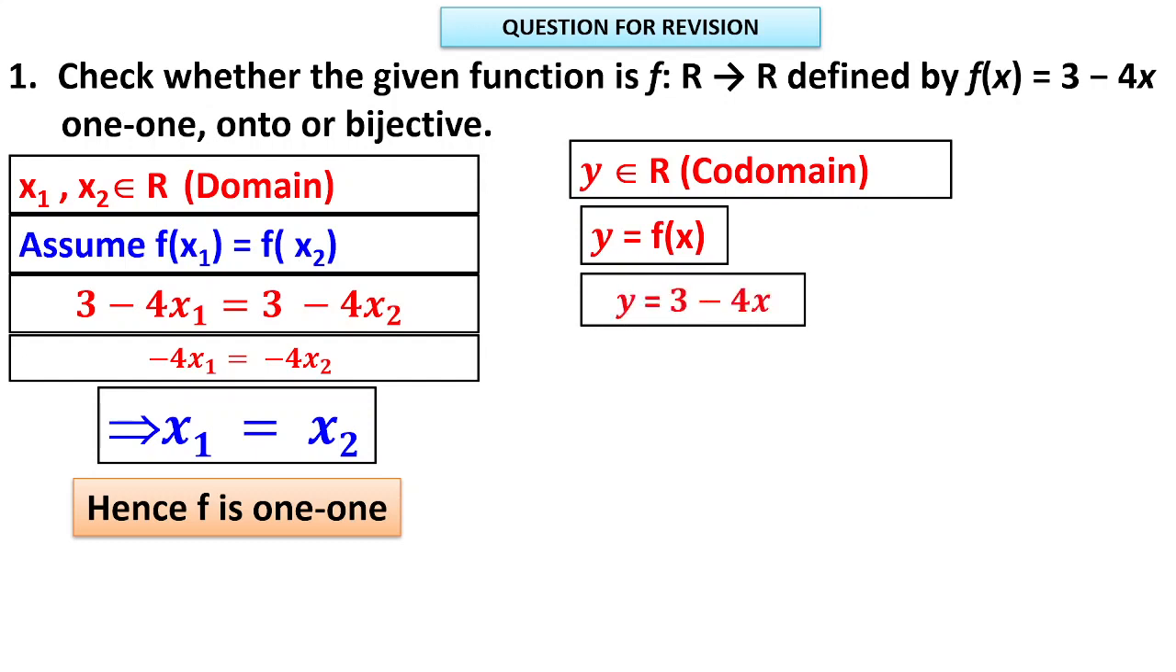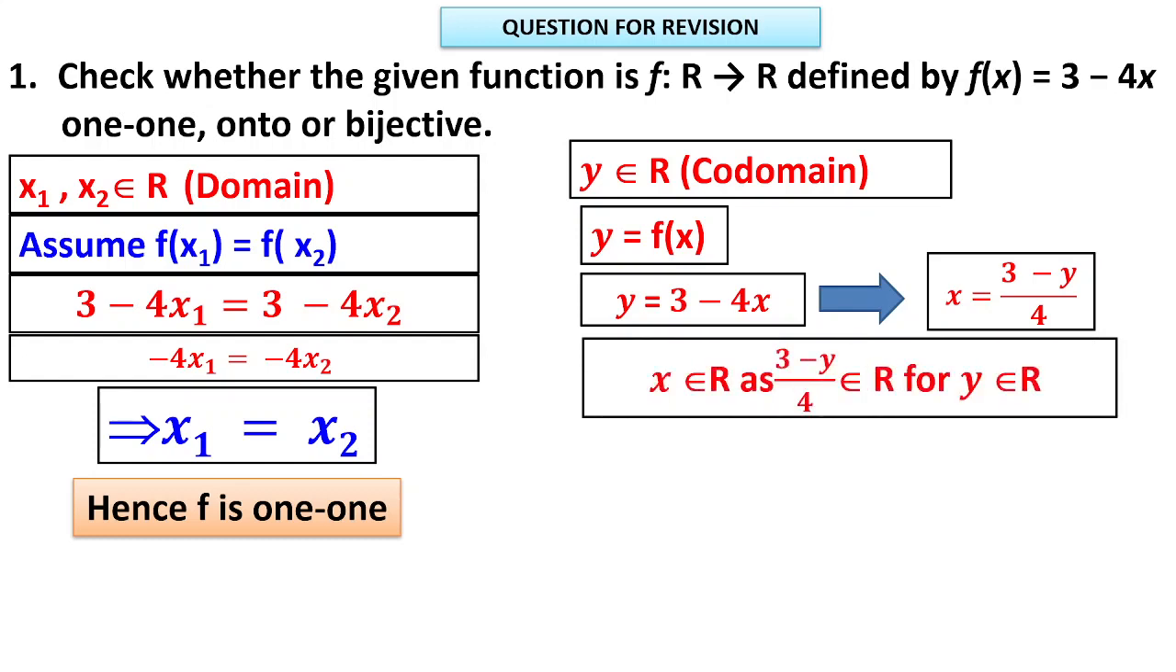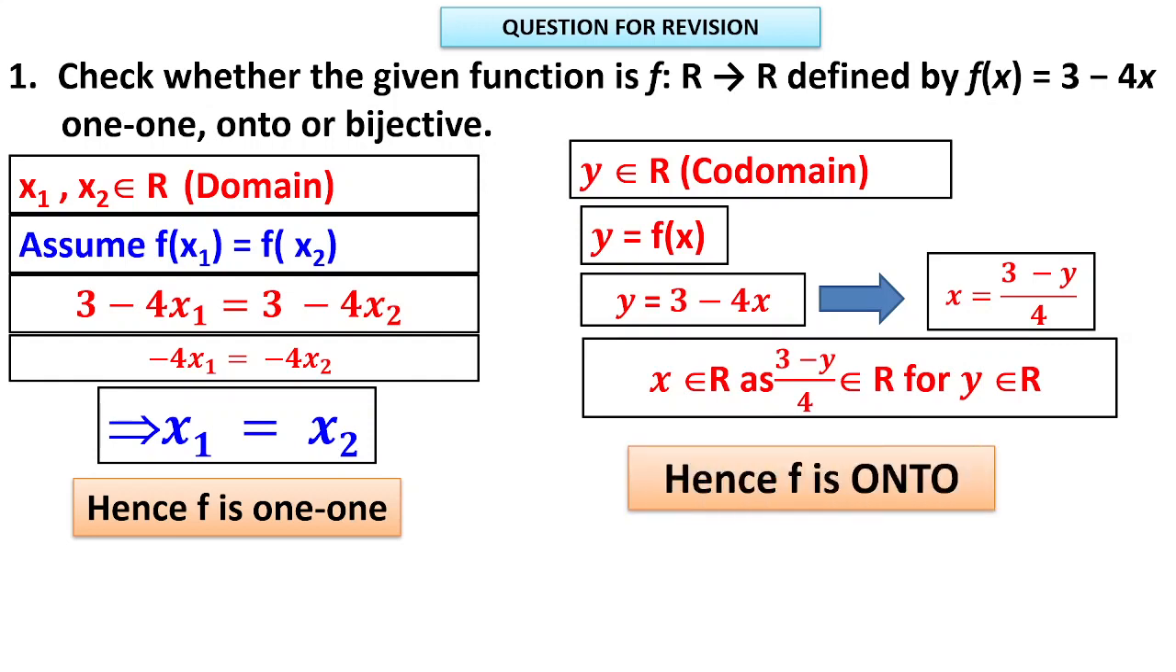What is f of x given? 3 minus 4x. From this, I have to get the value of x. x is nothing but 3 minus y by 4. Always remember, a real number is not allowed in two cases: when the denominator goes to 0, and when there is a negative number inside a square root. But here there is no problem, because whatever real number you put as y, you are simply subtracting it from 3 and dividing it by 4. Therefore, this will definitely be a real number, no issue, therefore it is an onto function.